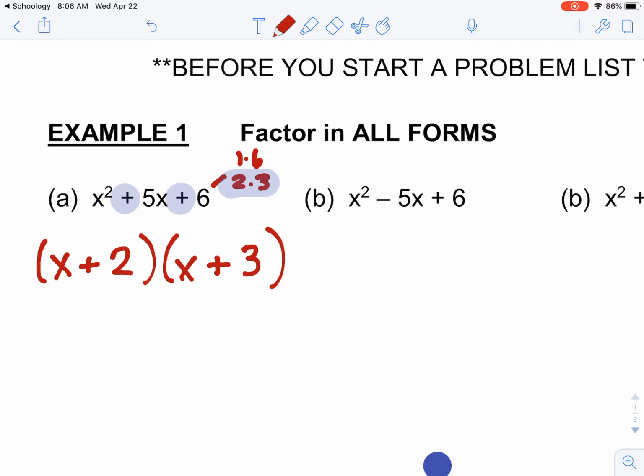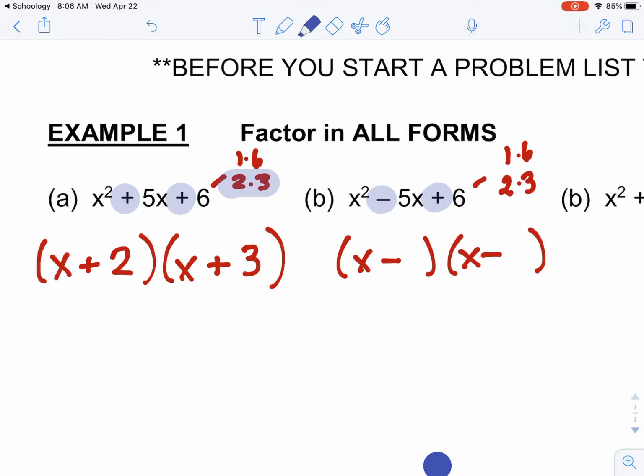All right, next example, we have minus b and positive 6. So I'm going to have x minus and x minus in my parentheses. So we're going to have the factors of 6 multiplied to equal c. So multiply to 6, and they have to add to equal 5. So I have 2 and 3 again, 2 and 3.